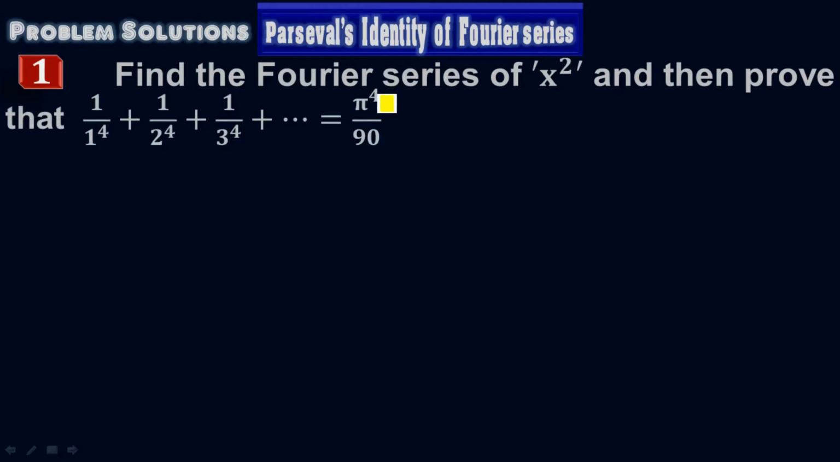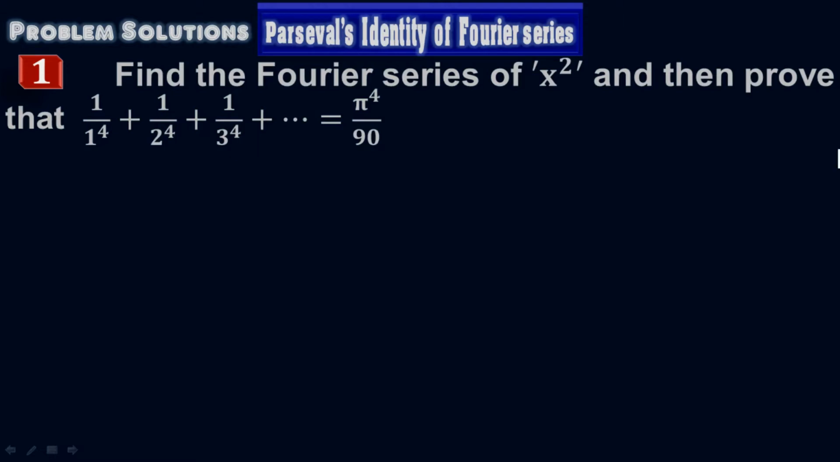We have two tasks to go for. The first one is to find the normal Fourier series of x squared, and then we're going to prove that this left side equals to the right side. Now we have done in the introduction that we use the Parseval identity equation when we want to prove the expression with the constant identities which have powers more than 2. Remember, these are the constant identities.